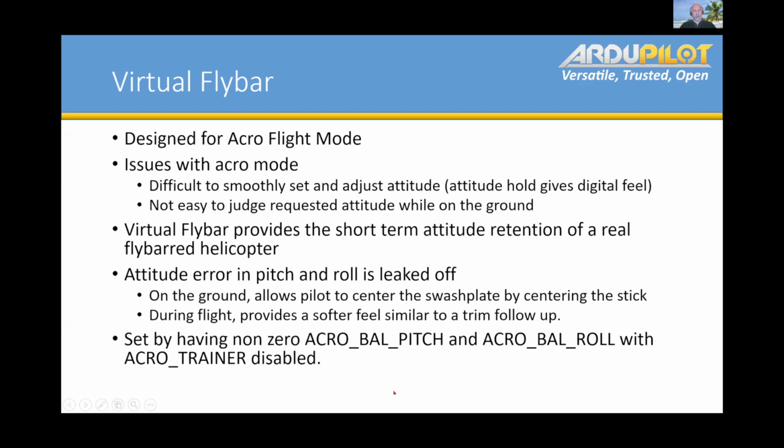Virtual flybar. This is designed to help with this acro mode. A lot of users, I know Chris flies acro a lot. I do not touch acro too much, but those that do fly acro felt that it's a rate command system, so you move the stick and you get rate output, but when you center the stick, you want it to hold attitude, and that's kind of the design of the controller.